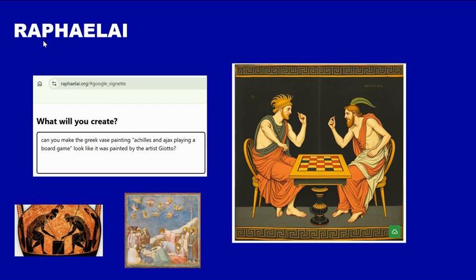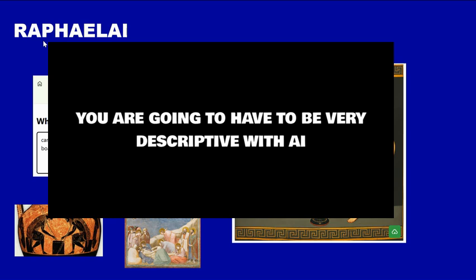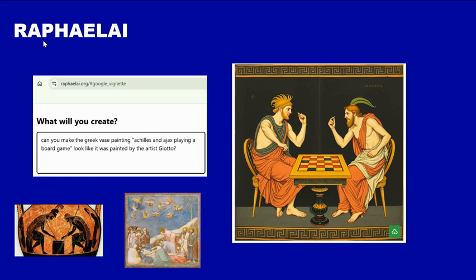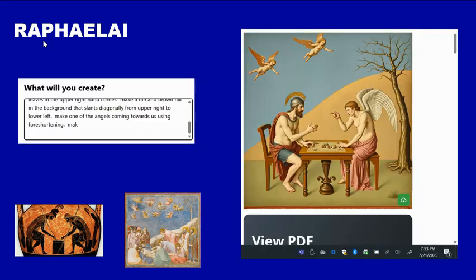So in Raphael AI, I typed in, can you make the Greek vase painting, Achilles and Ajax playing a board game, look like it was painted by the artist Giotto? And this is what it gave me. Now, here's what I've learned about playing around with this. I don't think AI knows what Giotto means. I really don't think you can say, hey, make Mona Lisa look like it was done by a post-impressionist. I don't think the AI is going to be able to understand that. I think you're going to have to go a little bit deeper and be a little bit more descriptive when you talk to AI. So here's my second attempt.